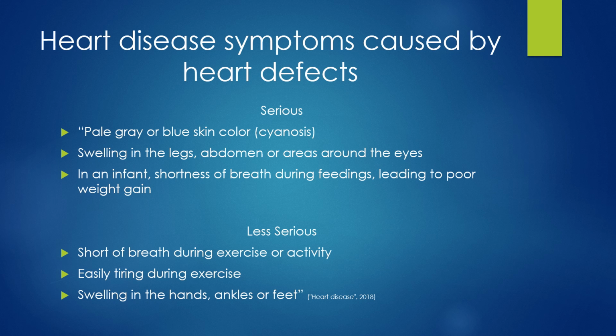On this slide, I'm going to discuss some heart disease symptoms caused by heart defects. I'll start off talking about some serious symptoms and then go on to less serious symptoms. Mostly with heart defects, they'll be found early on in life, but for instance, some symptoms could be pale gray or blue skin, which is also called cyanosis. You can have swelling in the legs, abdomen, or area around the eyes. And in infants, you can have shortness of breath during feedings, which will lead to poor weight gain.